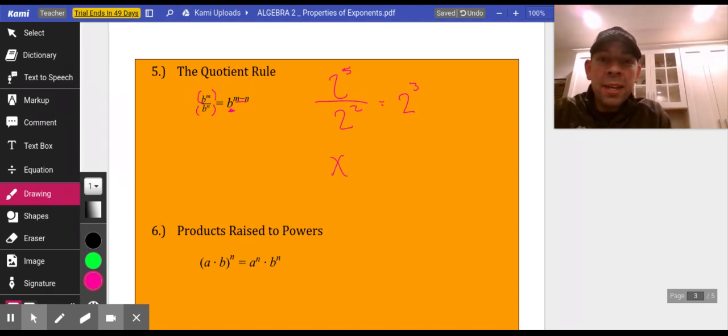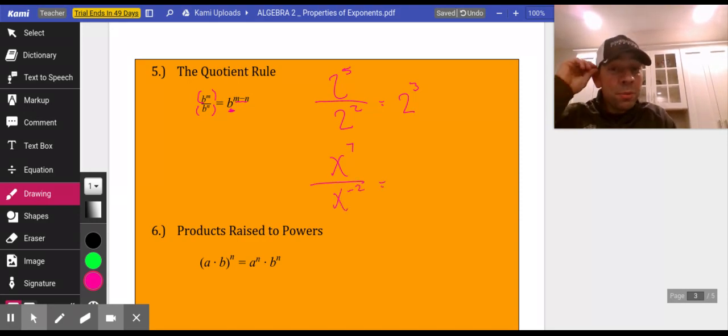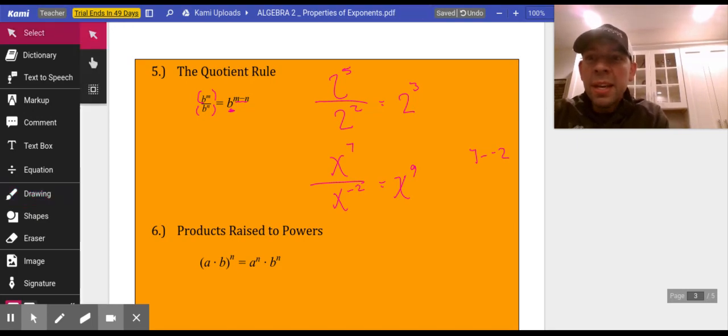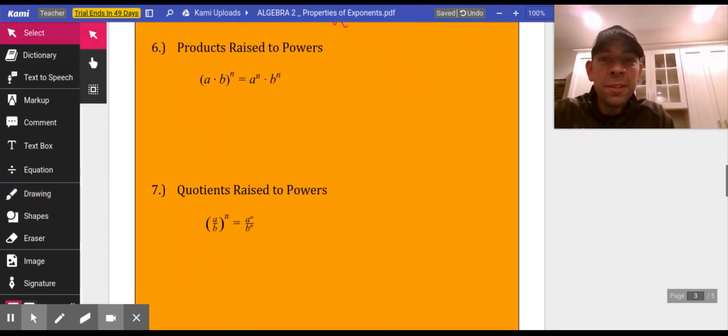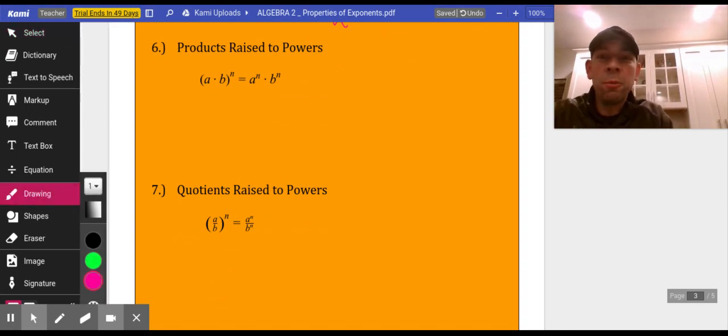Or maybe I have x to the 7th divided by x to the negative 2. Now watch this. If I subtract them, in my head, if I think 7 minus negative 2, I'm actually going to get 9 because of the double negative. The next 2 are sometimes very intuitive, and sometimes we take them for granted, but I just want to throw them out on the table so we all agree on these.